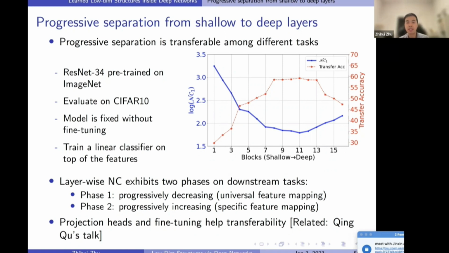So this implies why the projection head is widely used. It can help improve transferability. And this result can also help us develop efficient fine-tuning to improve transferability, and the team will talk more along these directions.